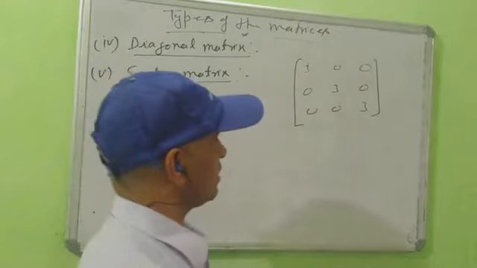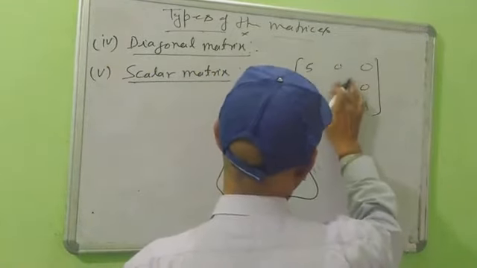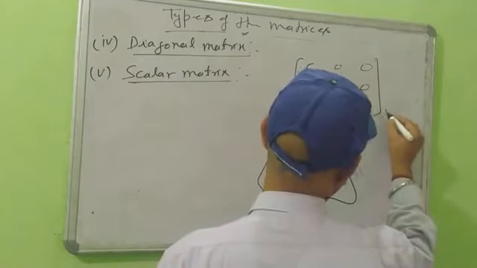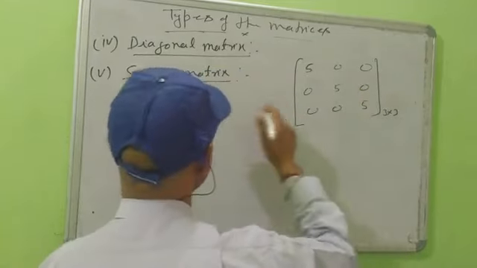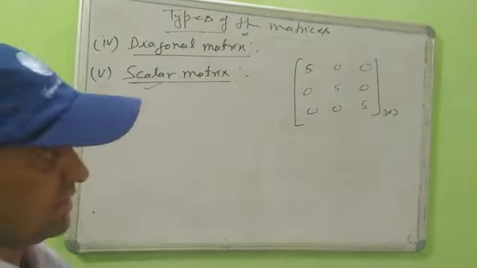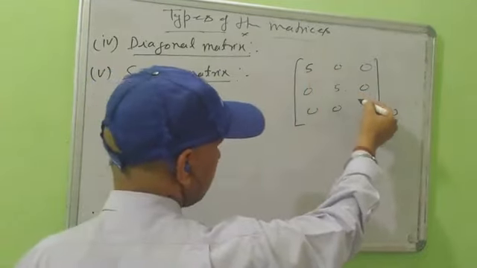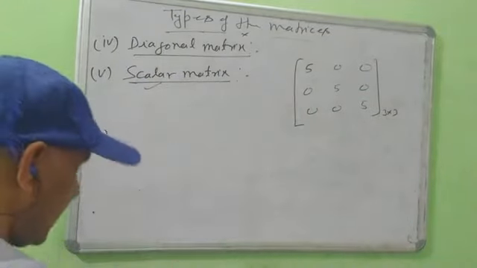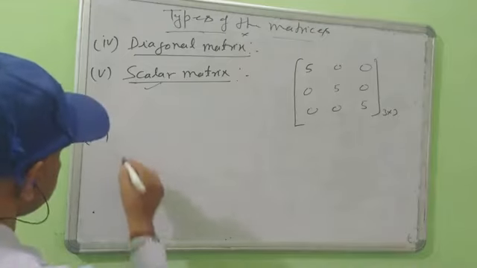This one is of order 3 by 3. Suppose you write the elements 5, 5, and 5. So this is a 3 into 3 order matrix, and these diagonal elements are equal. This type of matrix is called a scalar matrix. But suppose these elements are 1, 1, 1. Then the name of this matrix is the identity matrix. What is the name of this matrix? It is the identity matrix.